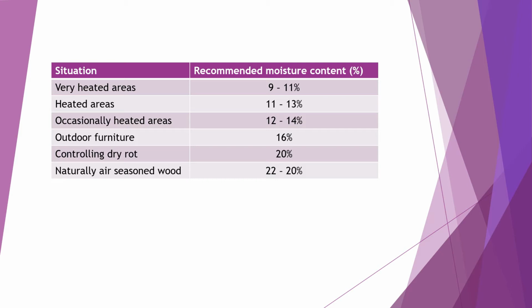And again, if that area is just heated to a normal extent, you need to have up to 11 to 13% moisture. And if your area where that wood is going to be used is only occasionally heated, you can even have a higher moisture content, and so on and so forth.